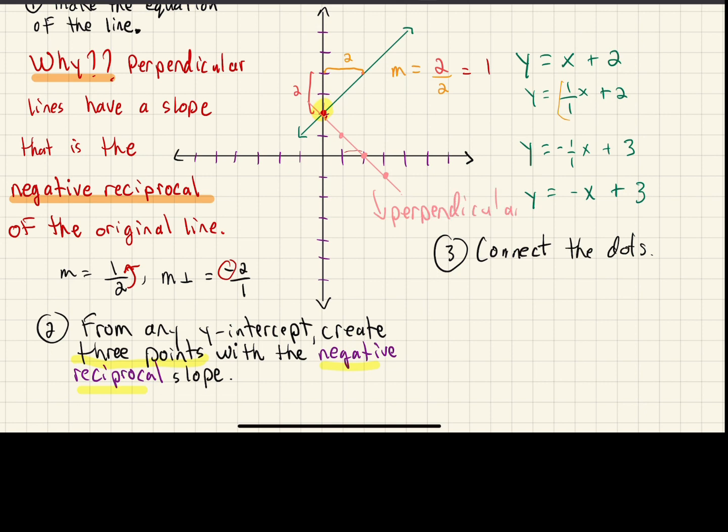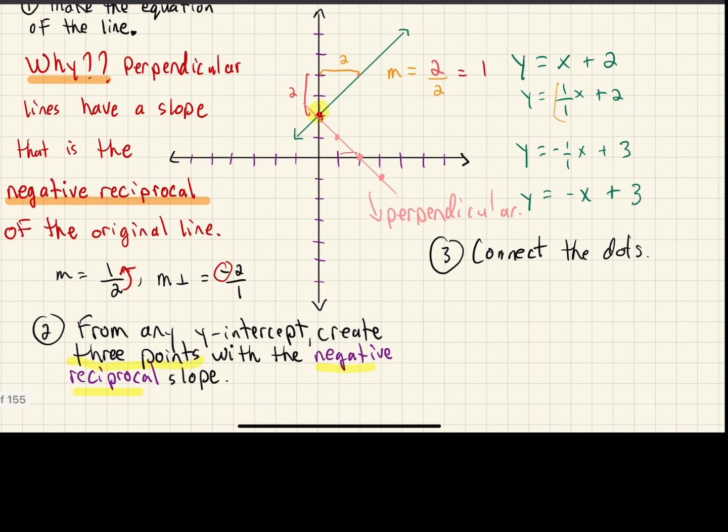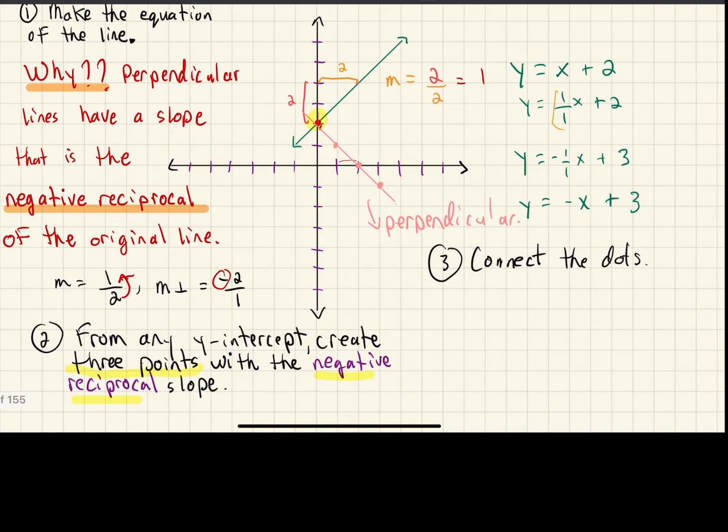And so to sum it up, the first thing you're going to do is get your equation of the line so that you understand the slope. Once you have the slope, from any y-intercept, you can do it from the same y-intercept, and that's totally fine, or you can choose a different one. But from any y-intercept, create 3 points with the negative reciprocal of the slope. So if your slope was 1 over 2, it's now going to be negative 2 over 1. If it was 1 over 1, it'll be negative 1 over 1. And once we do that, just like we did over here, you connect the dots, and you should see that if you extend your line long enough, it will intersect with the original line. Hence, it is a perpendicular line.